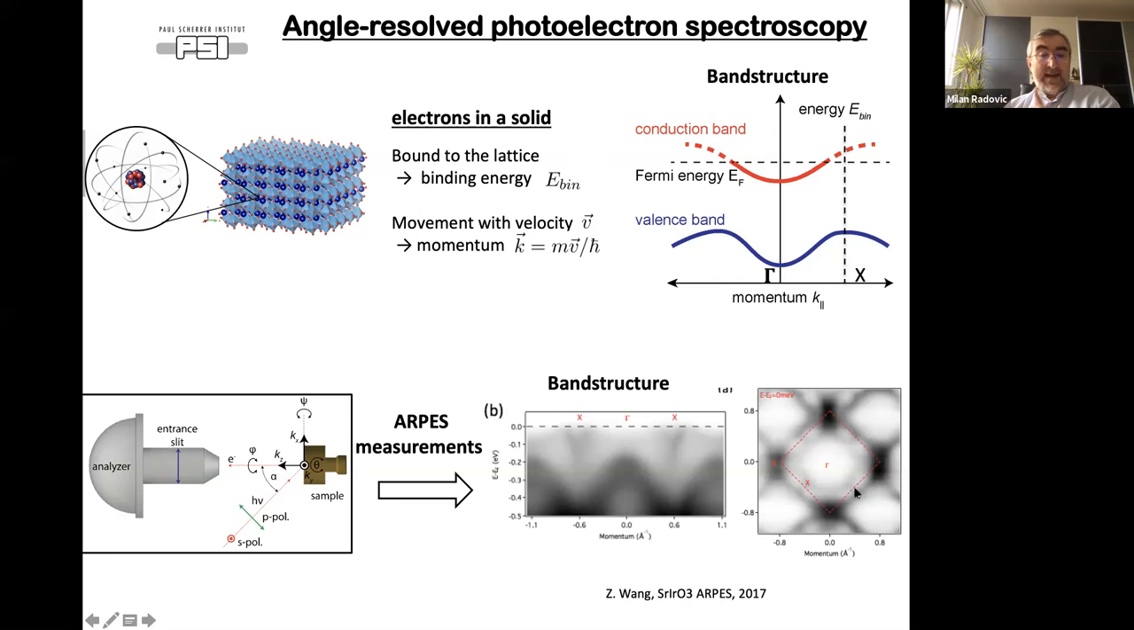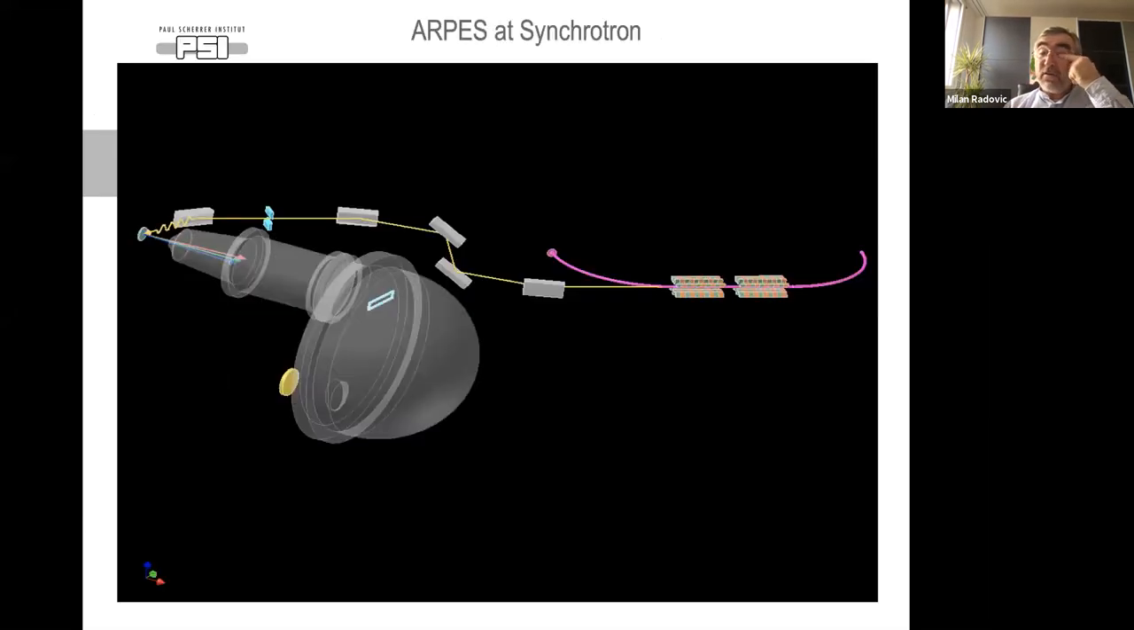So what is that? What you are seeing here is a microscope of the K space, or let's say a view in reciprocal space. ARPES is a microscope of reciprocal space. How does it work at the synchrotron? At the synchrotron, we have electrons moving inside the ring. Those are undulators, kind of magnetic slalom paths, and when electrons go through them, X-rays are created.